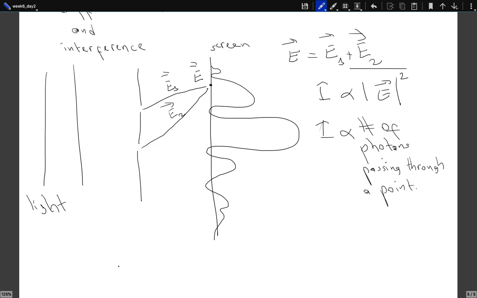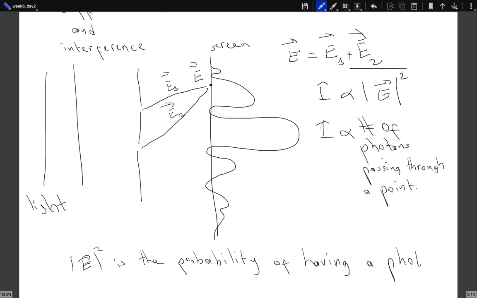Now, these two descriptions seem to be contradicting each other, but the way to reconcile them, to have an interpretation, let's say, of both of these apparently contradictory claims is to say that E squared is the probability, let's say proportional to, of having a photon at a given point.